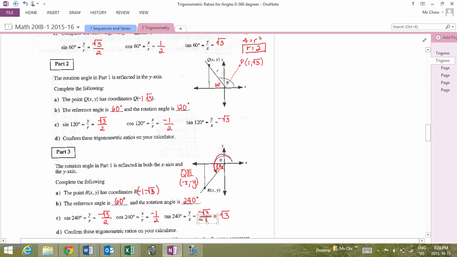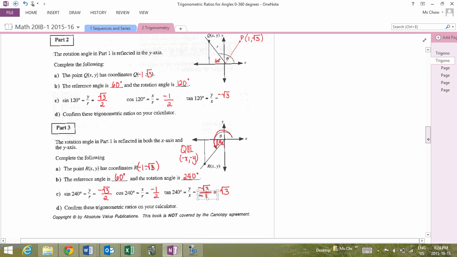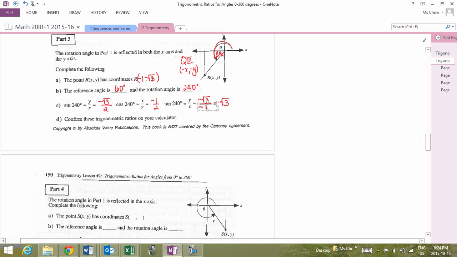So why is it that I'm not changing my r value to negative? Remember, anytime you're using Pythagorean theorem to find your r value, it is always going to be positive. So hopefully you've confirmed those, and that's worked out.